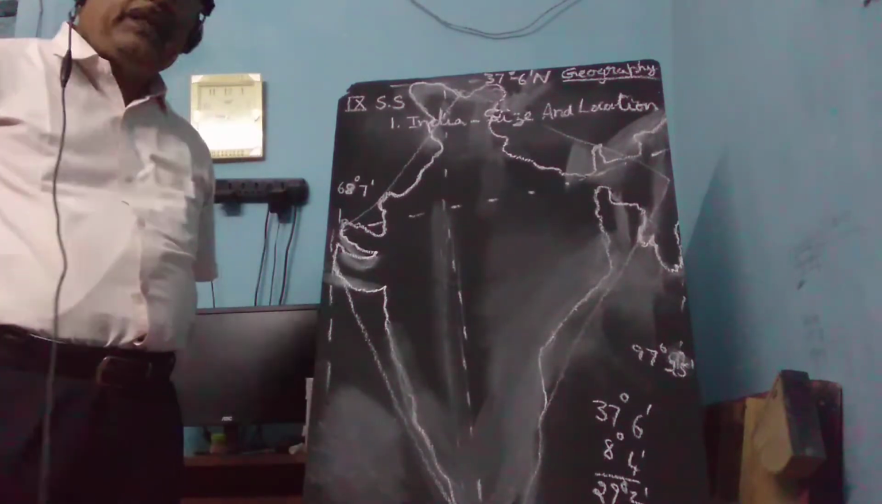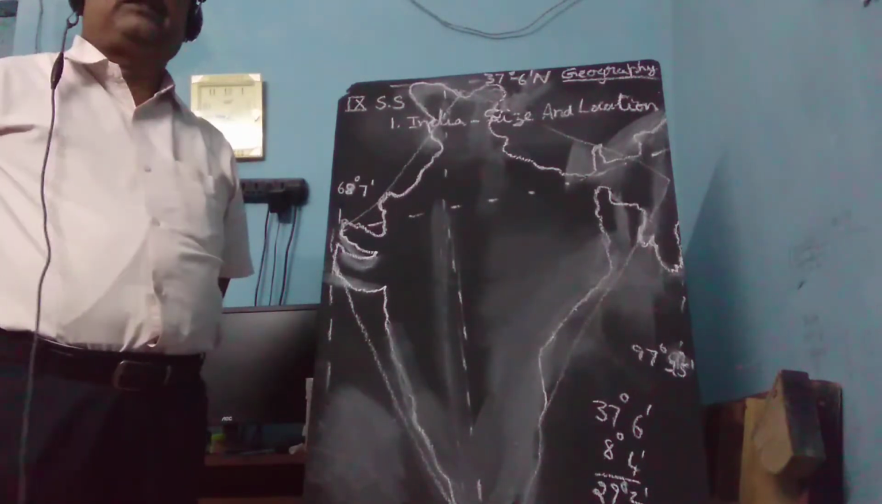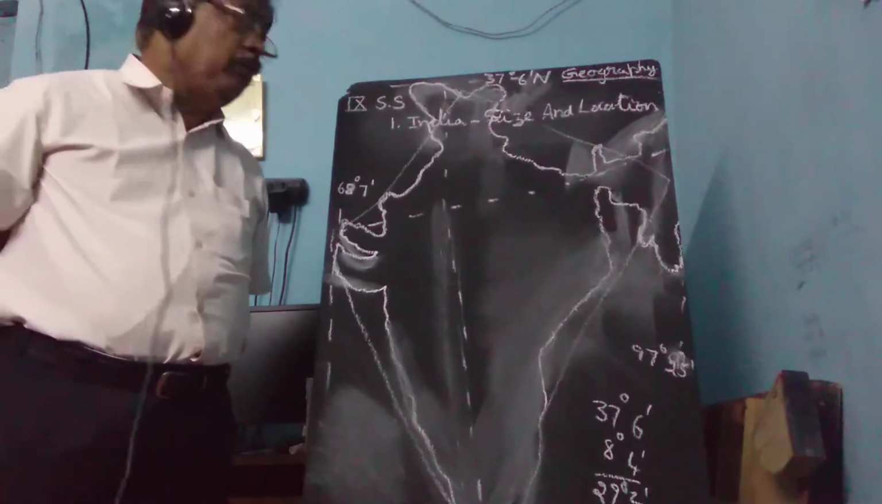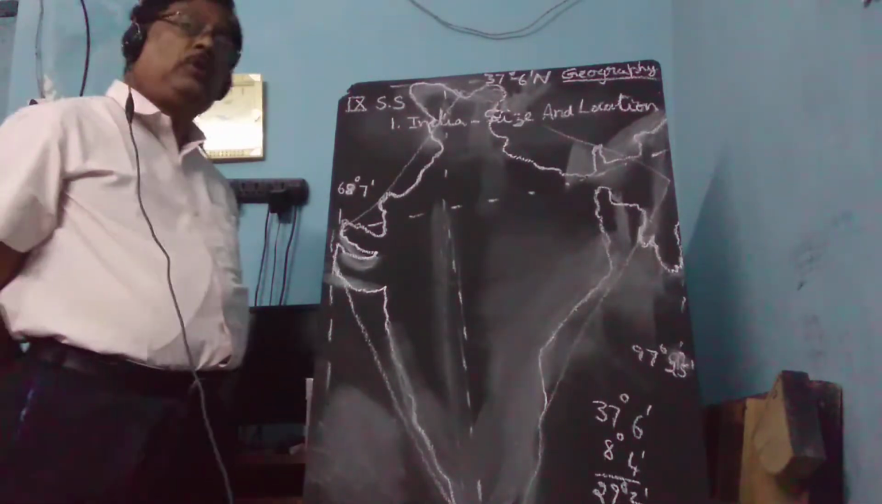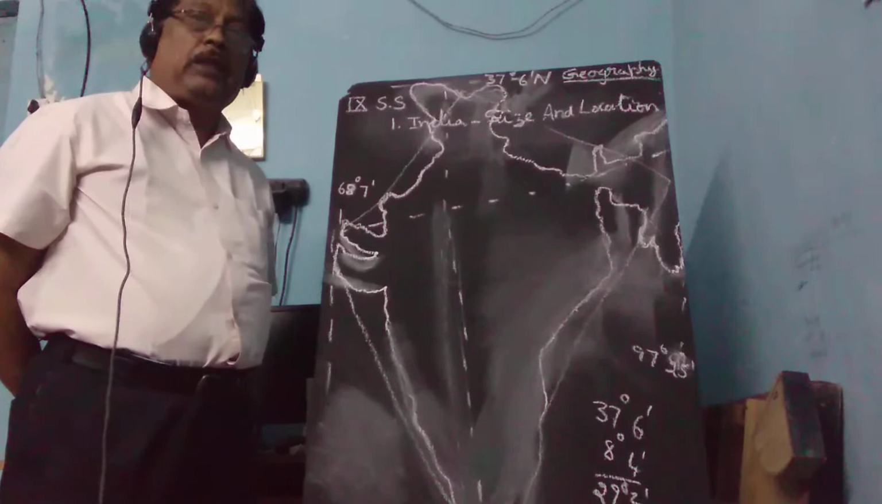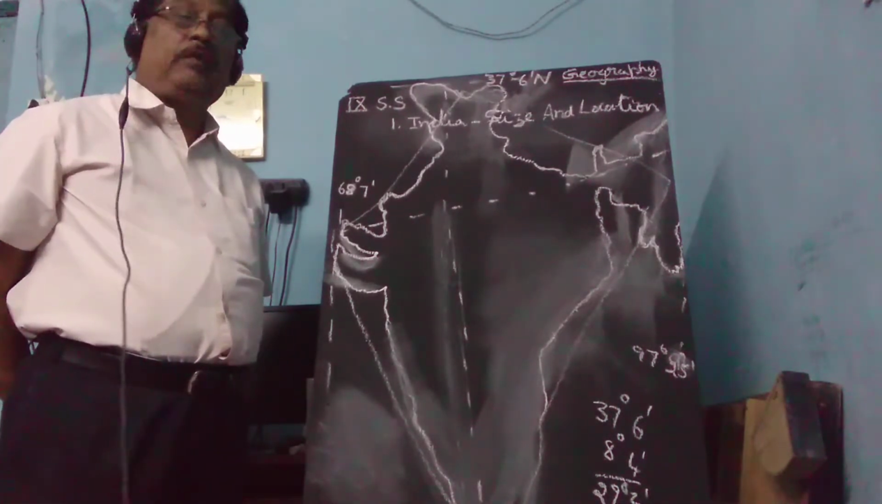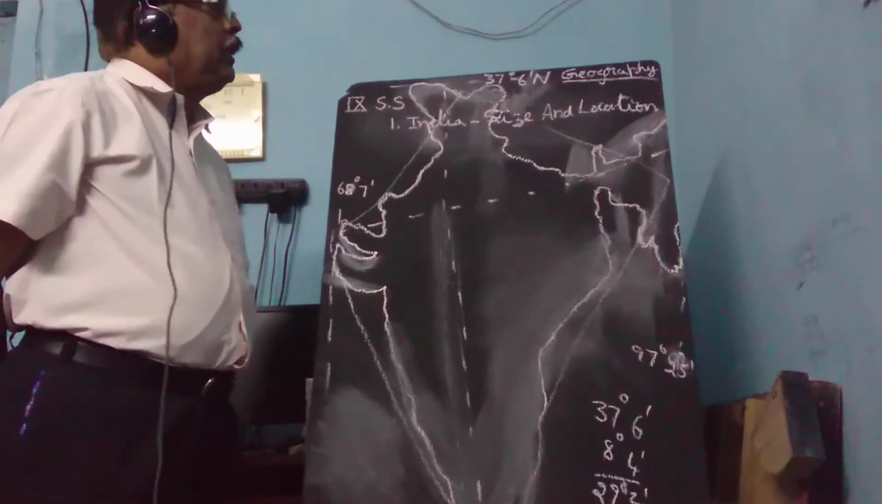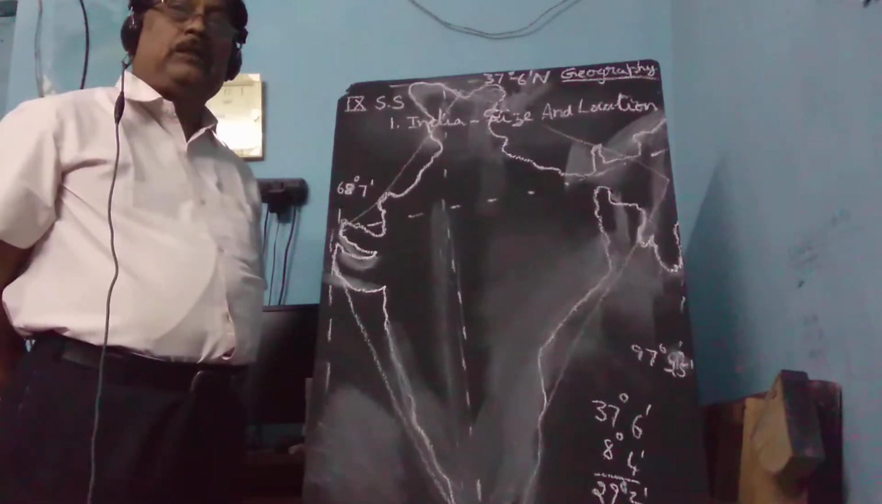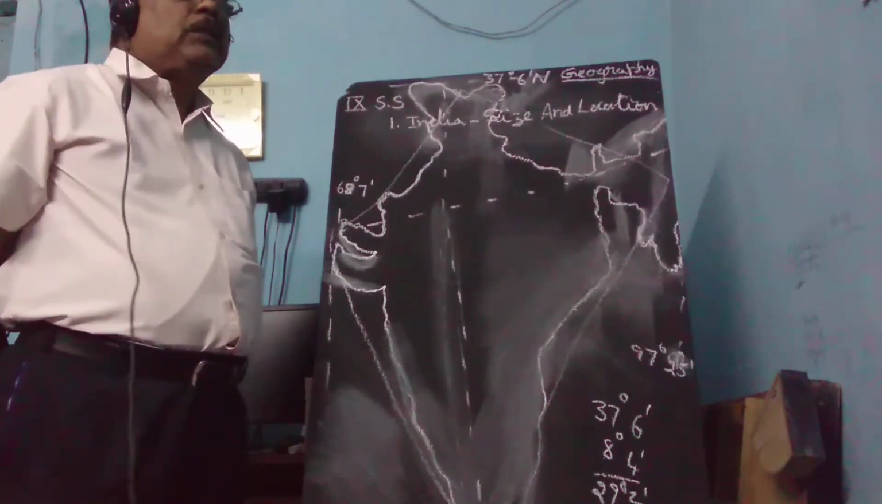Now when you come to the size of India, in terms of size, India occupies 7th place among the world countries. You know that there are very big countries like Russia, USA, China. If you calculate in that way, India's size occupies 7th place.